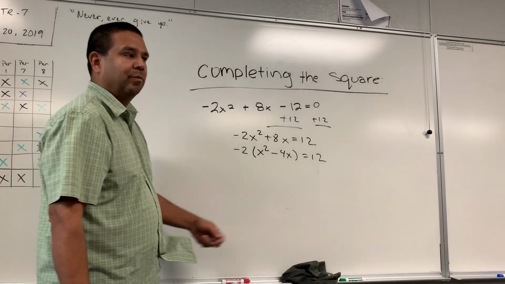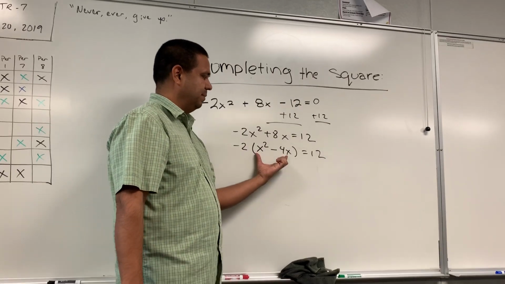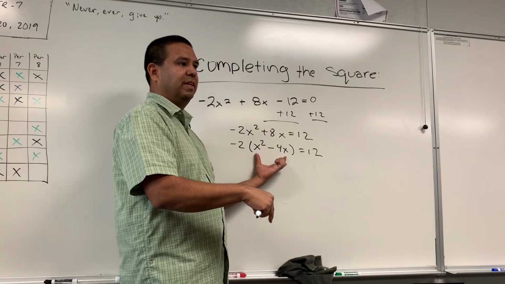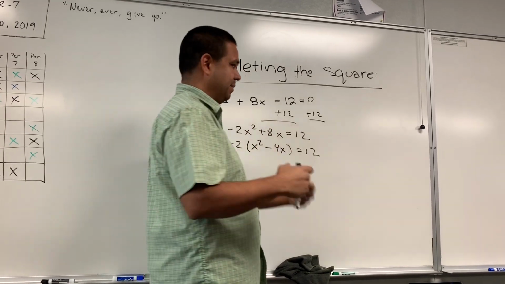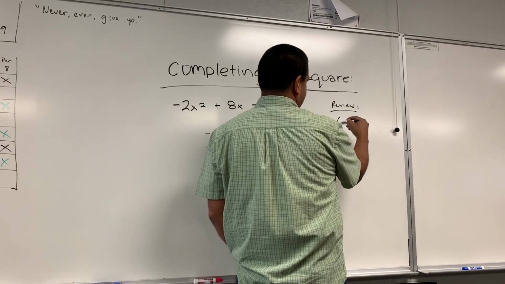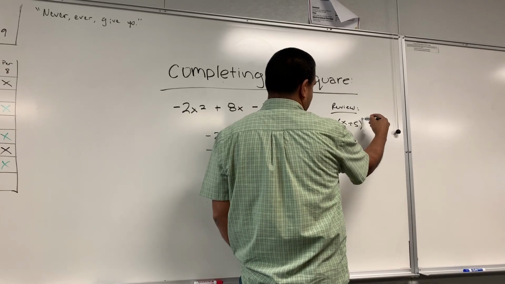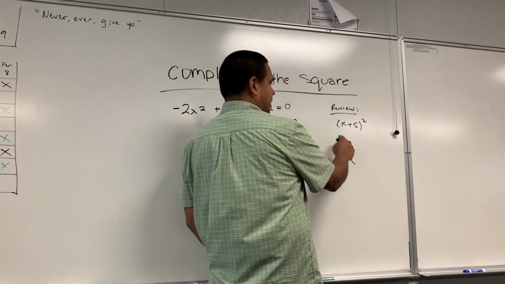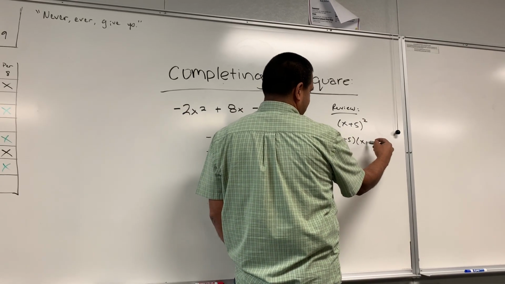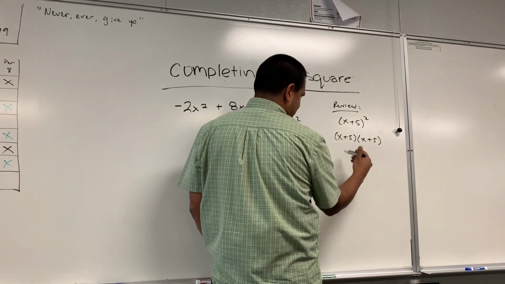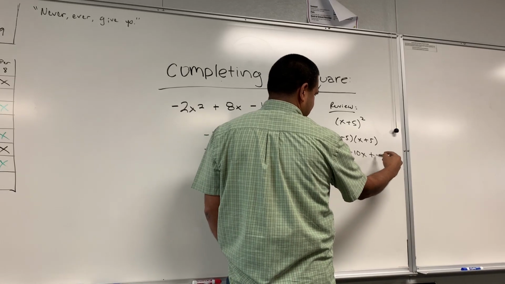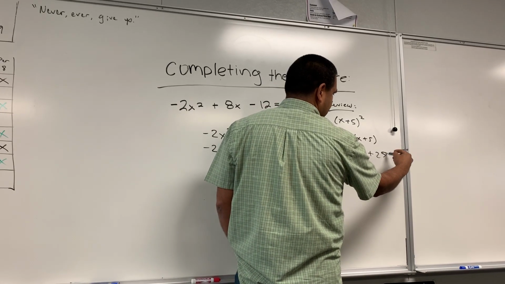Now this whole term, completing the square, comes from this idea of having a perfect square trinomial that we could factor into two binomials that are the same. So for example, if I had x plus 5 squared, and I said expand that, what would that be? x plus 5 times x plus 5. And if we distribute this, we would get x squared plus 10x plus 25, right?